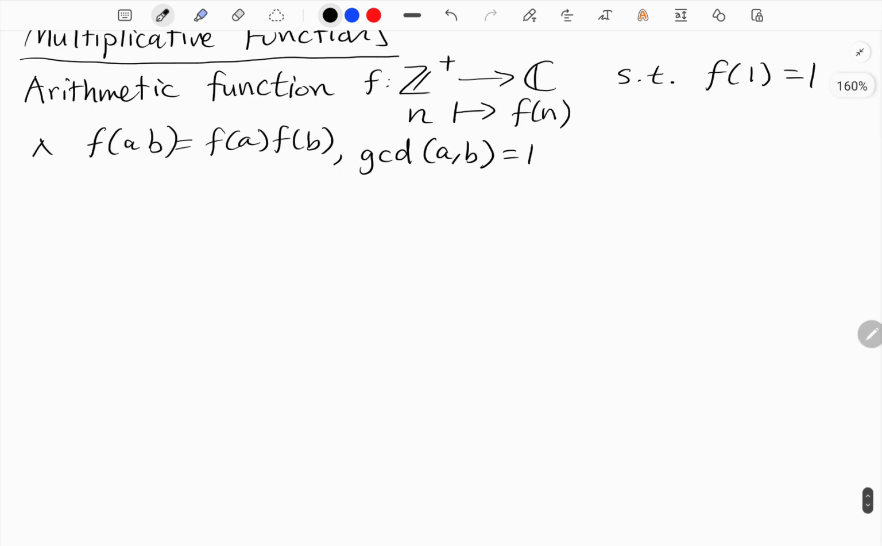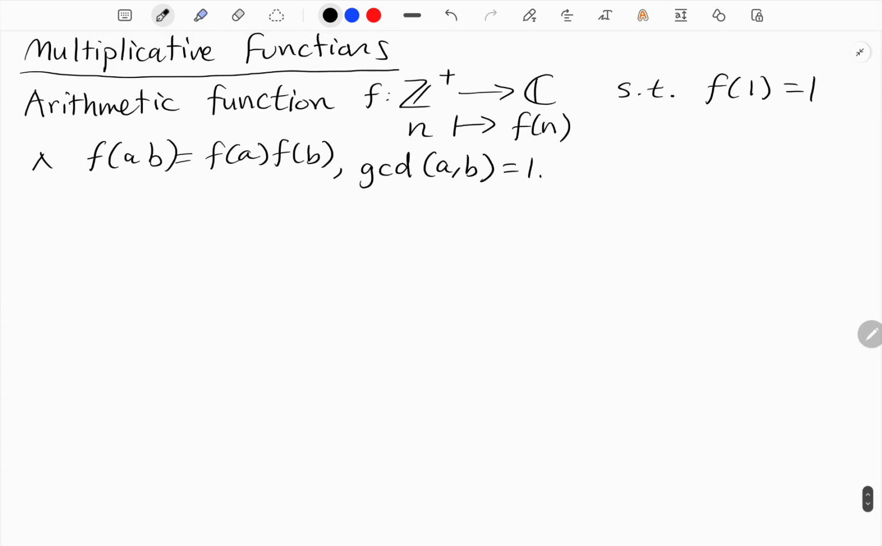Or I should say, f evaluated at the product is the same thing as the product of f evaluated at each of these two co-prime numbers. Okay. And we have something called completely multiplicative as well. A completely multiplicative function basically ignores this latter statement here.